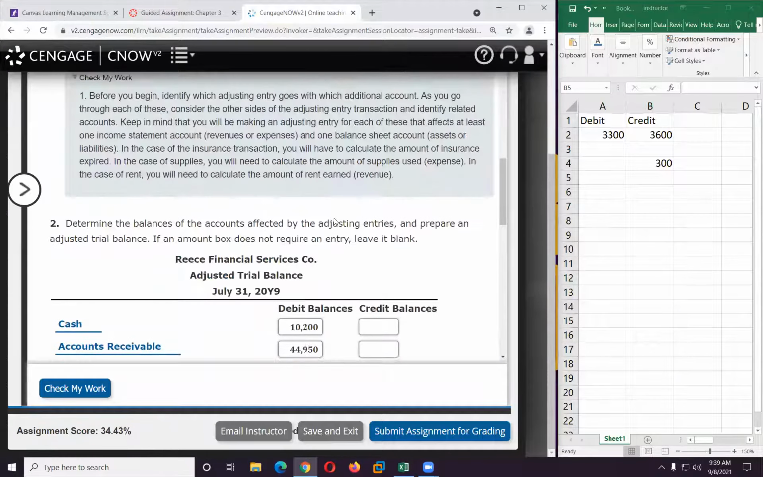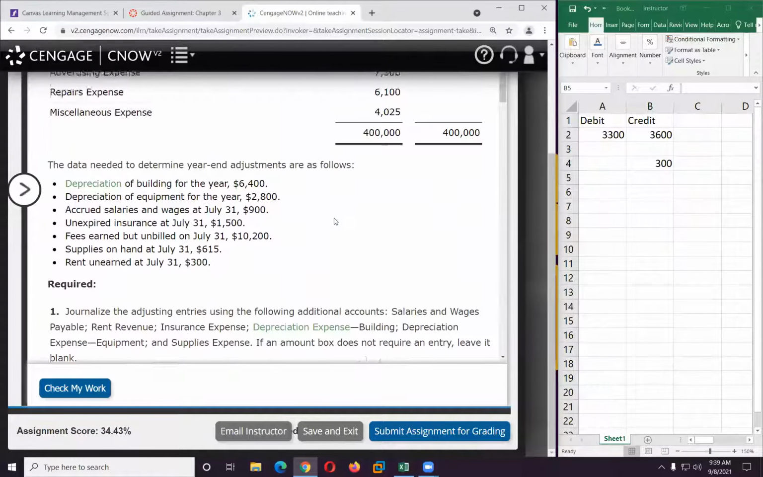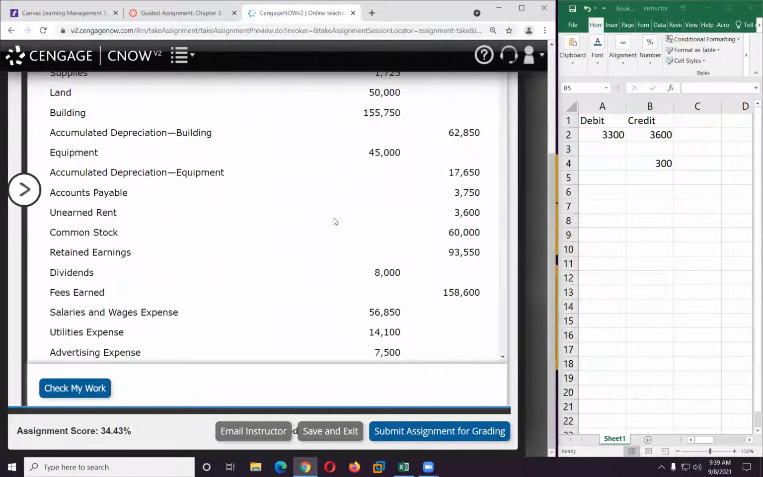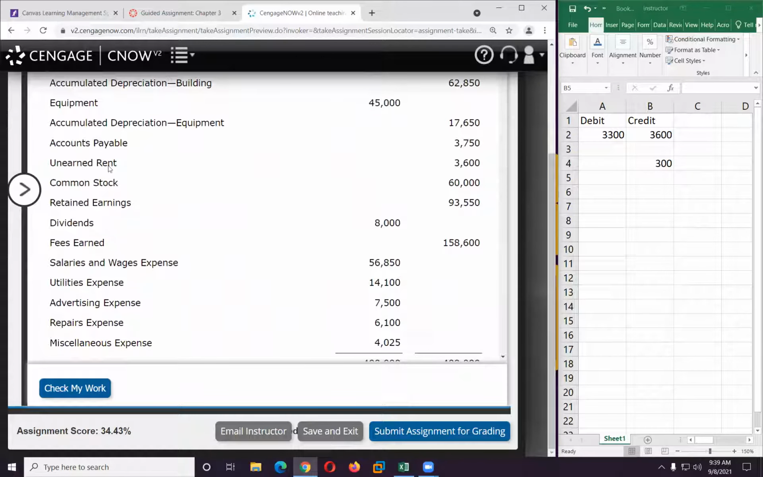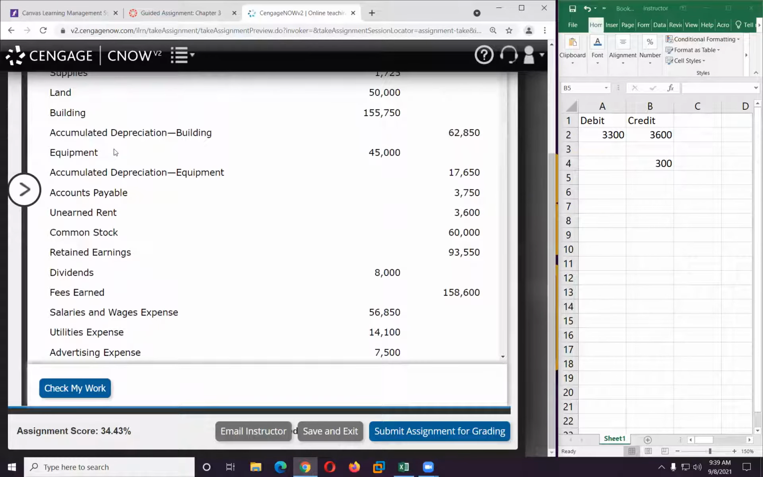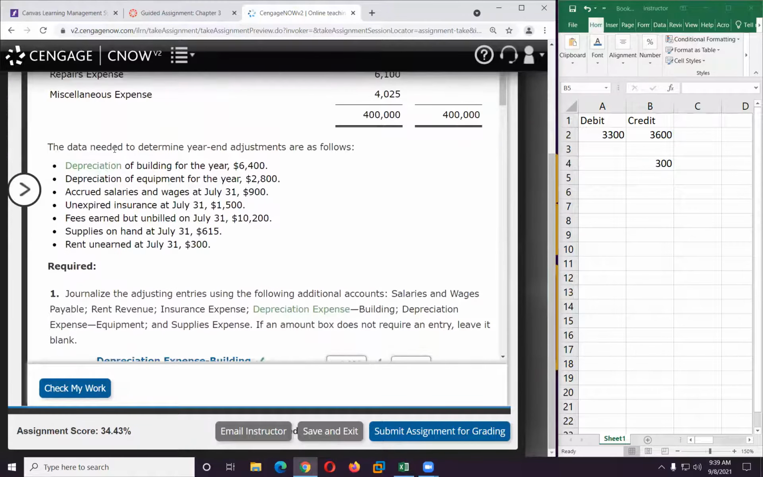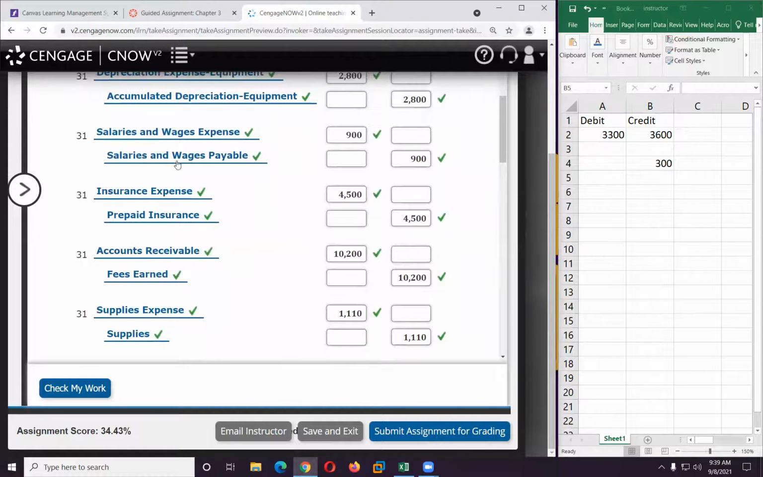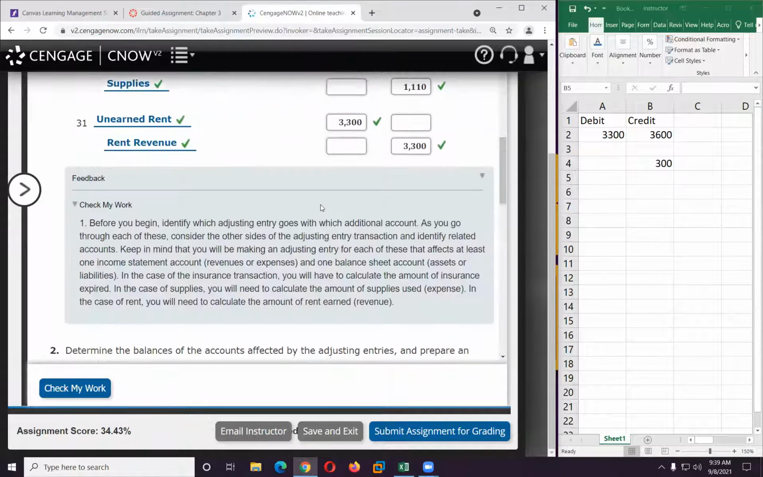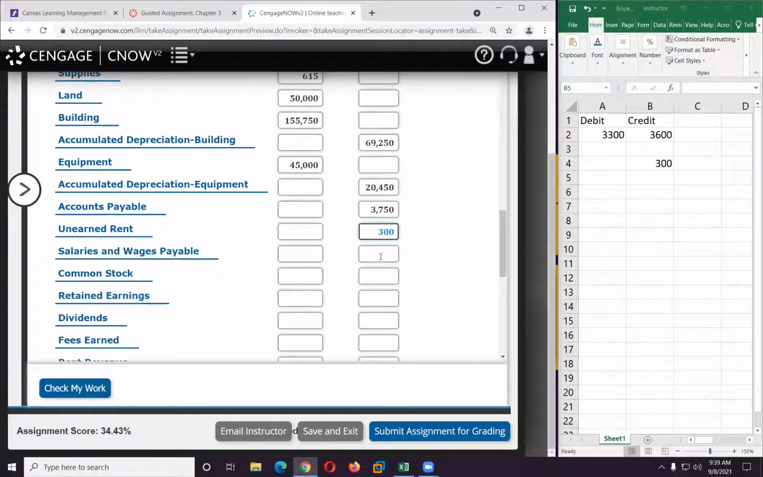Salaries and wages payable. There was no salaries and wages payable up here on the unadjusted trial balance because we didn't have any. But then we made an adjustment. So salaries and wages payable, a credit adjustment of $900. So the new balance of salaries and wages payable will be a credit of 900.